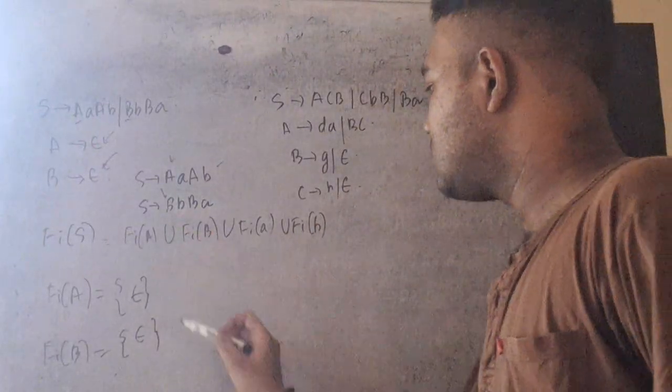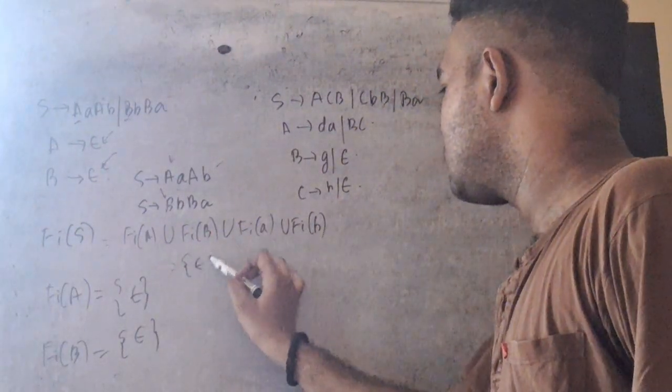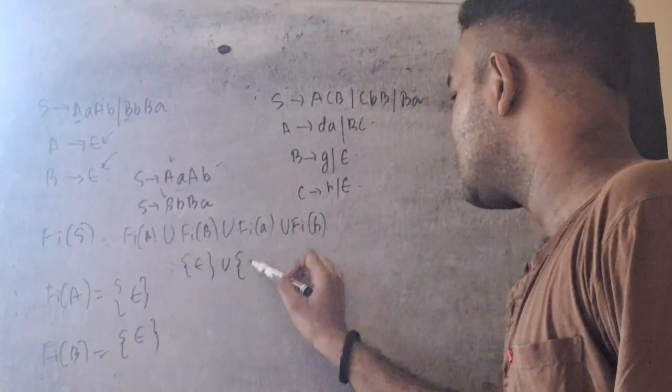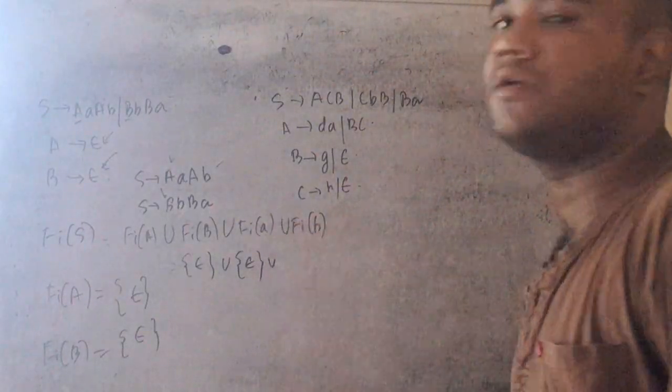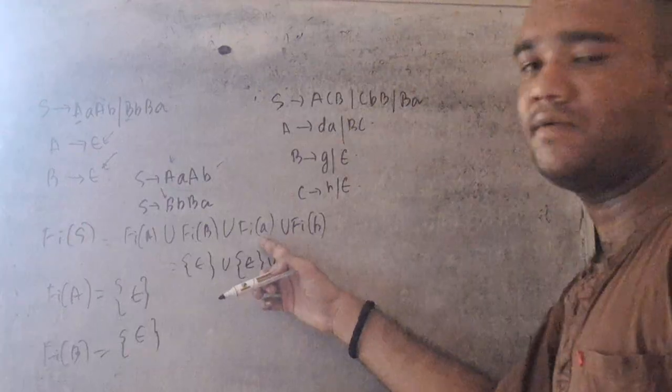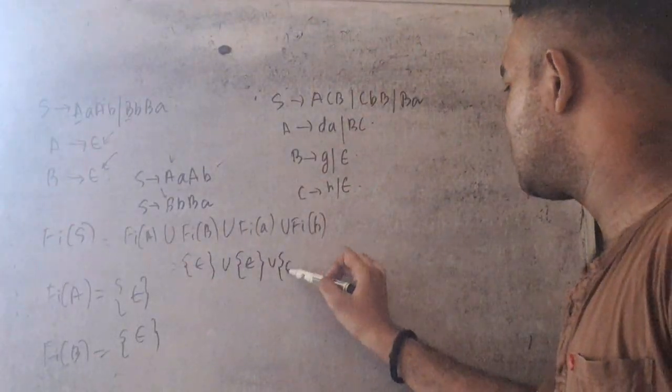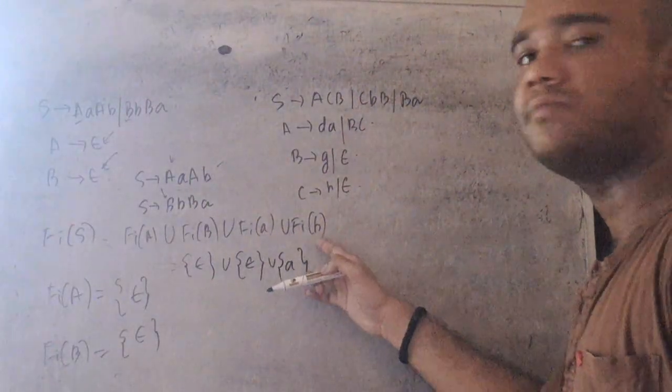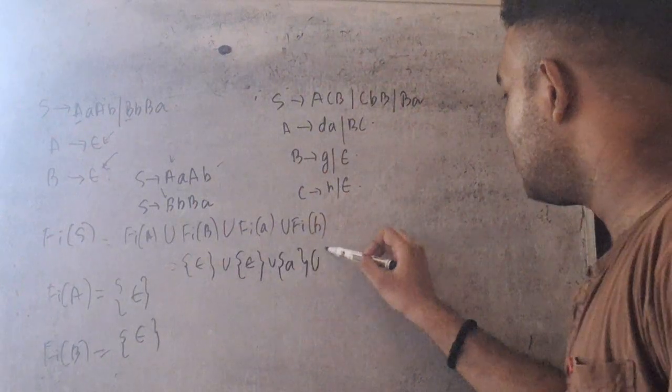Tell me what is the first of A? It is nothing but null. Tell me what is the first of B? It is also nothing but null. Tell me what is the first of small a? Small a is a small letter. Obviously it is a small letter, right? So it will be directly included in the first set. And it is also a small letter. So it will also be directly included in the first set.